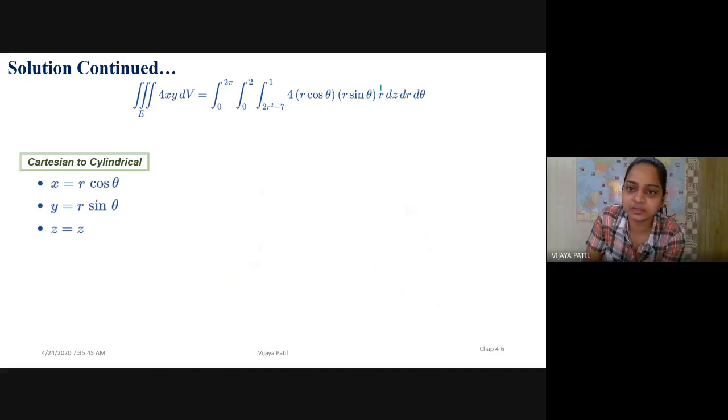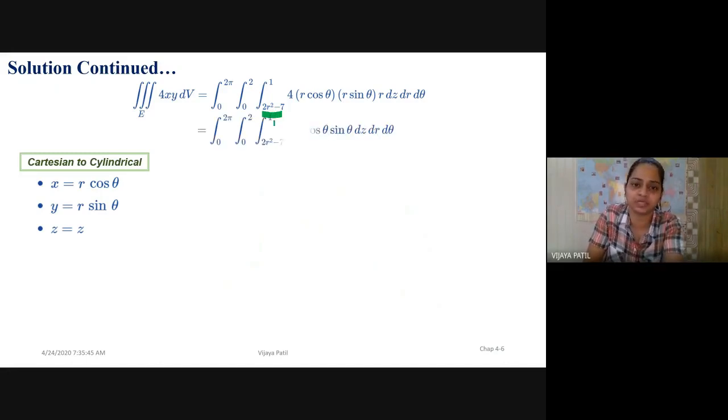Now if you observe here, we have to go for z first again because here we have 2r square minus 7 as the lower limit. That means here another variable is present, that is small r, and therefore this integral we have to take as the innermost, so that we can get rid of the variable out of this integration, and then it will be easy for us to put the upper and the lower limit.